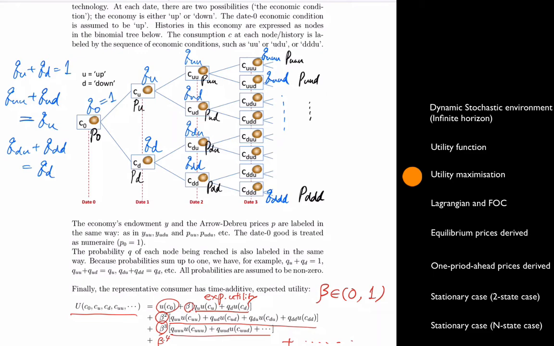Now make sure you understand what these prices actually are. By saying that the price of this node U good is PU, I don't mean that the price of this consumption good will be PU if the economy is up at date 1.